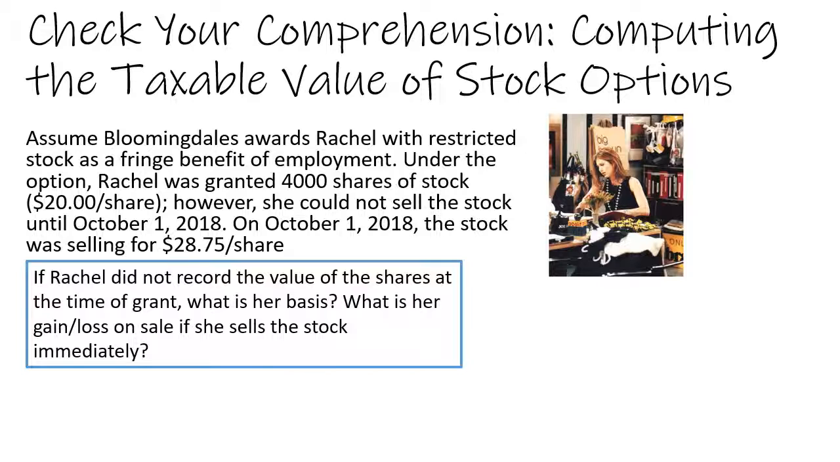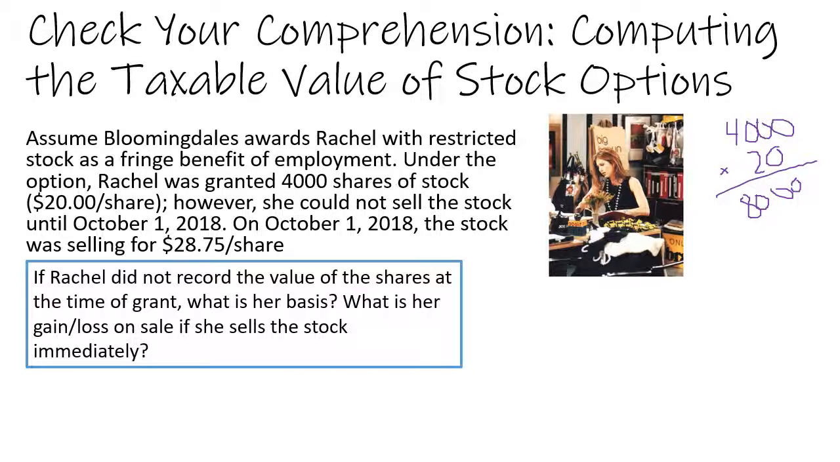So let's check our comprehension of the taxable value of stock options by looking at a restricted stock transaction. If Rachel didn't record the value of the shares at the time of the grants, what would be her basis in the stock, and what would be her gain or loss on the sale if she sold the stock immediately? So, if Rachel had taken advantage of the stock restriction, she could have acquired 4,000 shares of stock at $20, which would be a basis of $80,000.